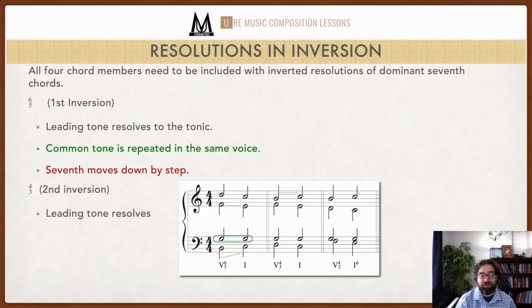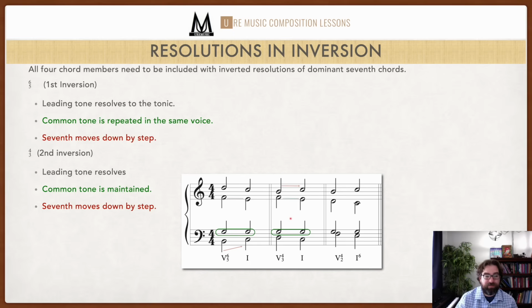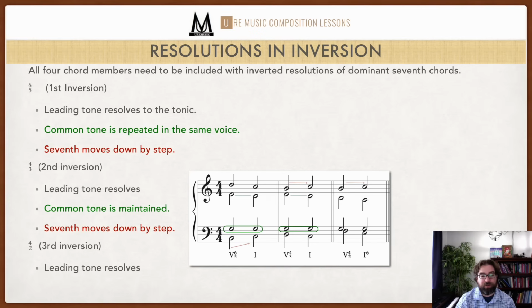In second inversion, the leading tone resolves, so we see that here. The common tone is maintained, and the 7th moves down by a step. So right here, down to the E. In 4/2, now this one always has to go to 1/6. It's because of the nature of the bass movement and the fact that you have the 7th in the bass and it has to resolve down. So you can't have a 5/4/2 that goes to a 1 chord. That would be an incorrect voicing.